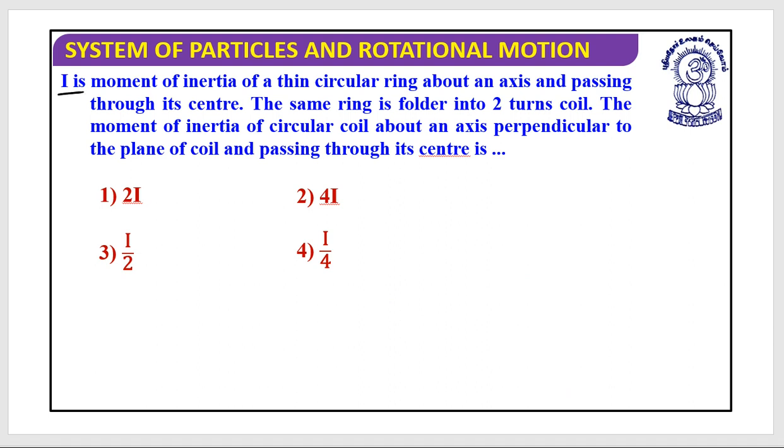It says that I is the moment of inertia of a thin circular ring about an axis passing through its center. The same ring is folded into two turns of a coil. Now it asks for the moment of inertia of the circular coil about an axis which is perpendicular to the plane of the coil and passing through its center. So how will I do this? Initially the moment of inertia of a thin circular ring about an axis passing through its center is given, and then the same ring is folded into two turns of coil. The moment of inertia of the circular coil is about an axis perpendicular to the plane of the coil and passing through its center. So let's have a look.